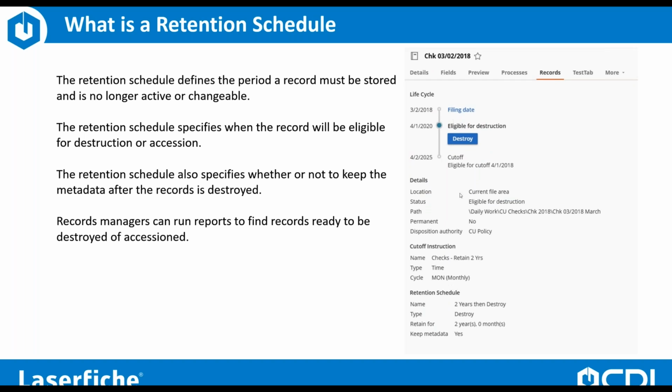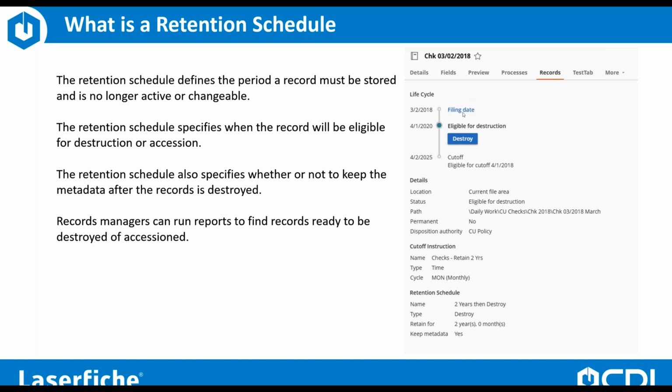So what is the retention schedule? Down here at the bottom is the retention schedule. The retention schedule defines the period of time a record must be stored and is no longer active. Once we've reached the end of the retention schedule, the record is then eligible for disposition or destruction, or accession, which is moving it to another record authority.